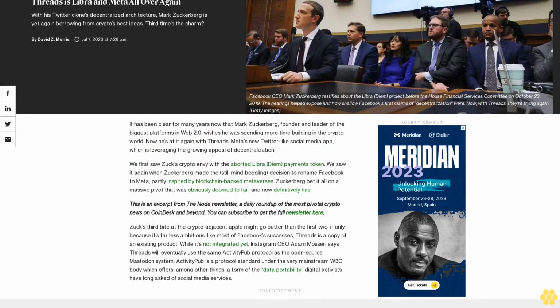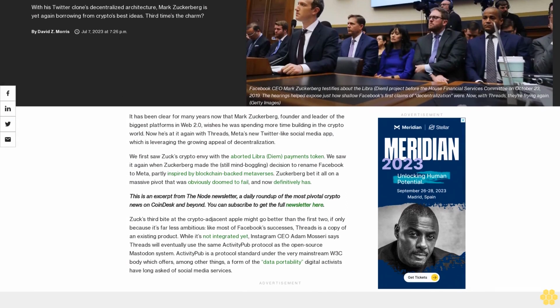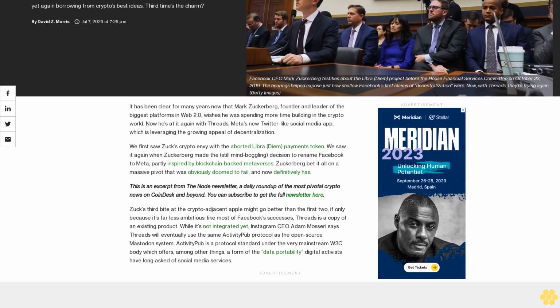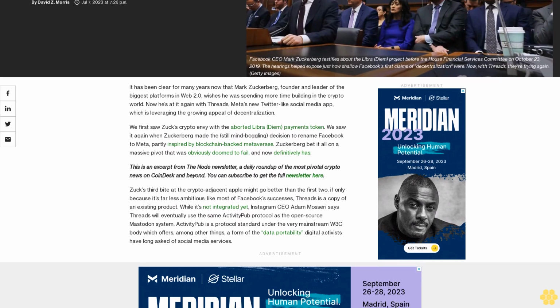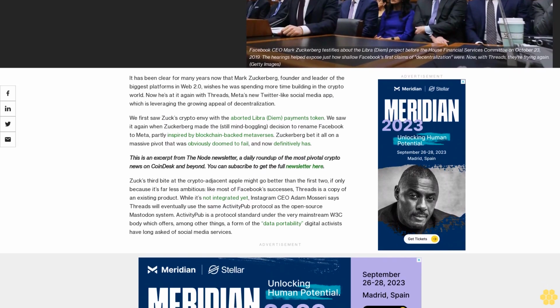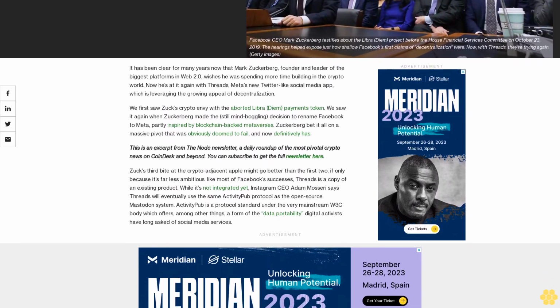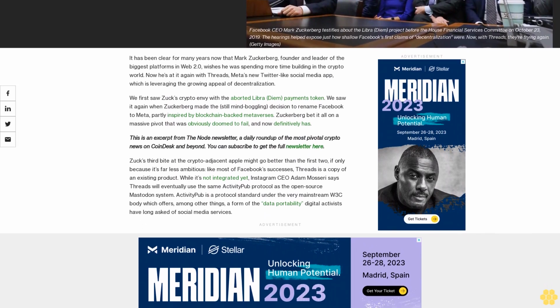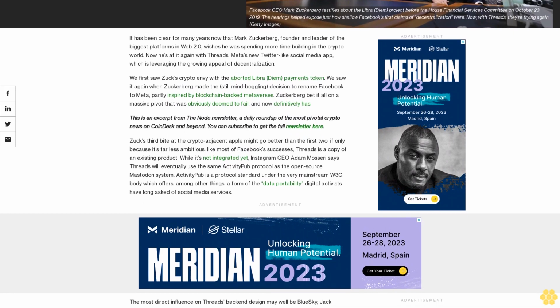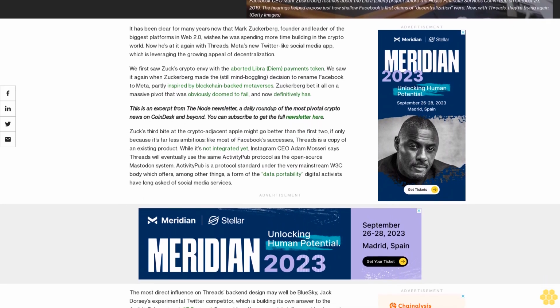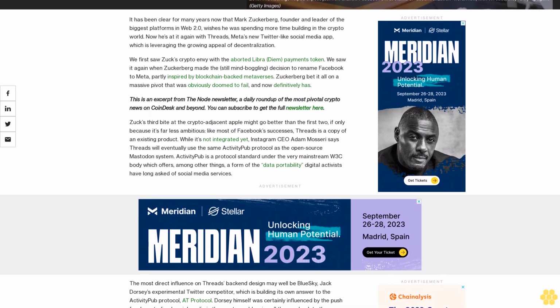Threads is Libra and Meta all over again. With his Twitter clone's decentralized architecture, Mark Zuckerberg is yet again borrowing from crypto's best ideas. Third time's the charm. It has been clear for many years now that Mark Zuckerberg, founder and leader of the biggest platforms in Web 2.0, wishes he was spending more time building in the crypto world.